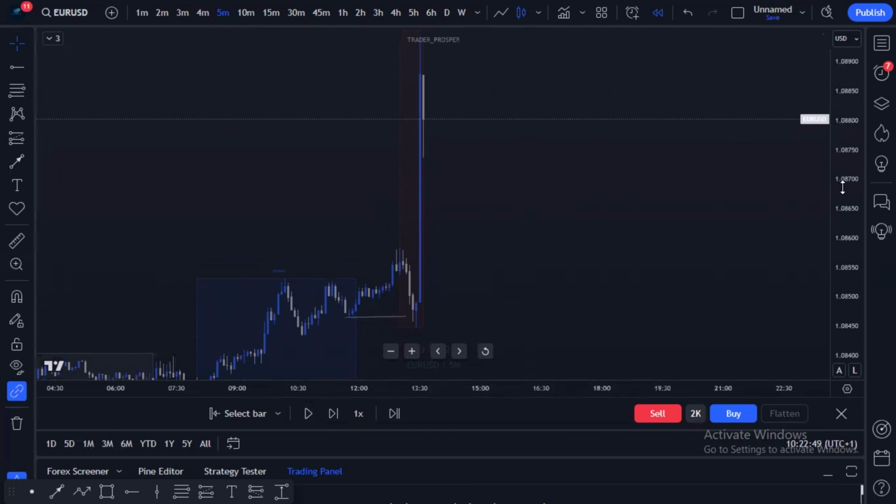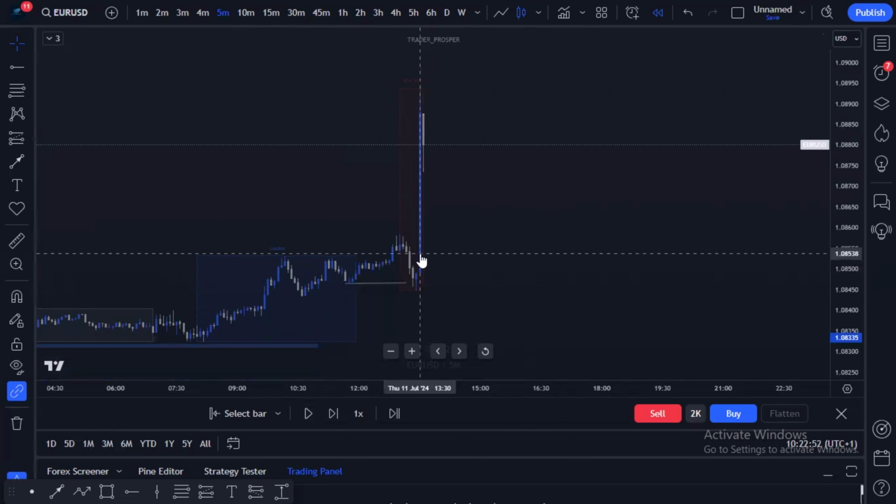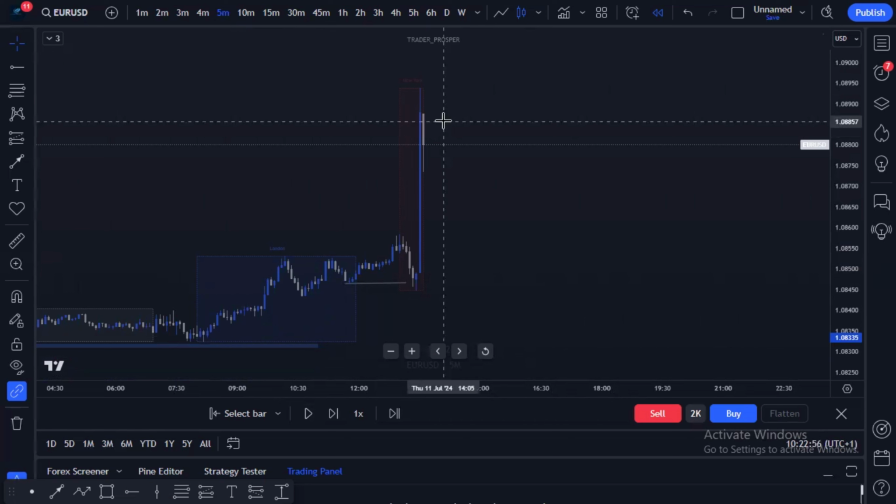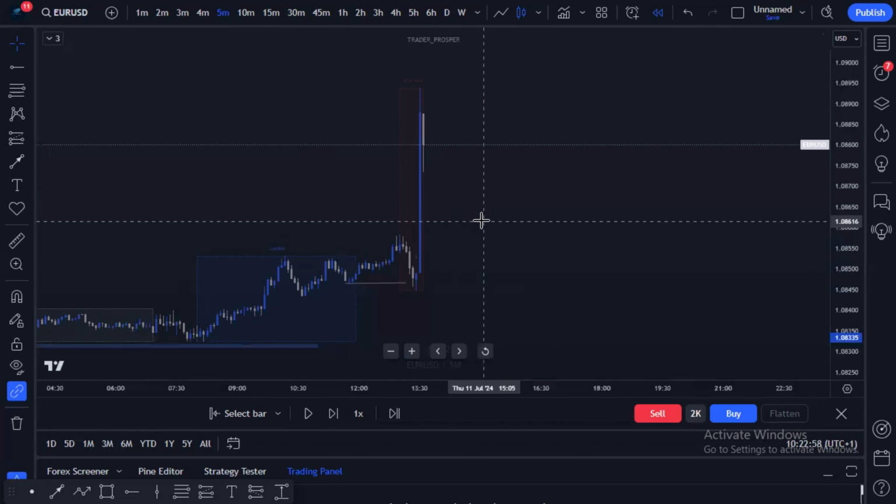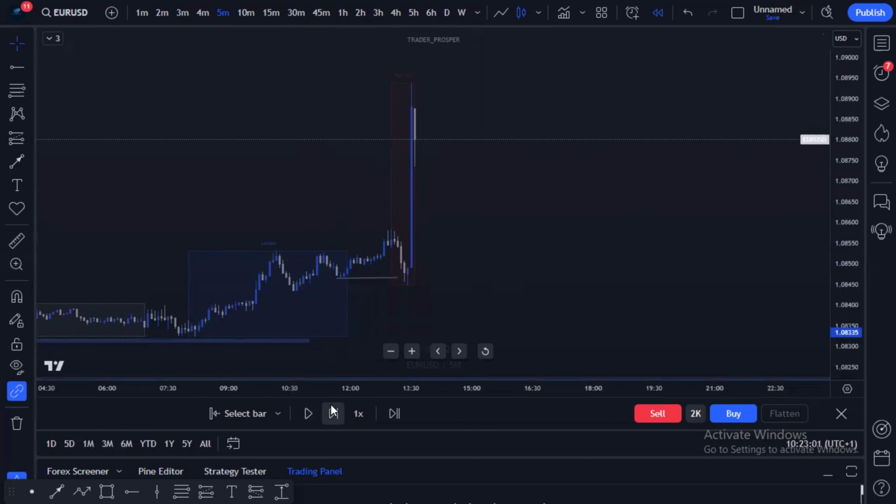Okay, this was the release of the news. This is very, very massive. Alright, and it did respect the setup. This was really, really massive. Very nice. Alright, so I'll be waiting for the Friday setup.